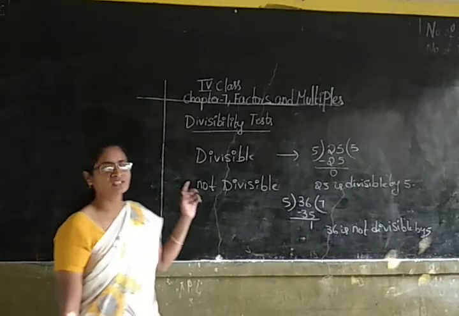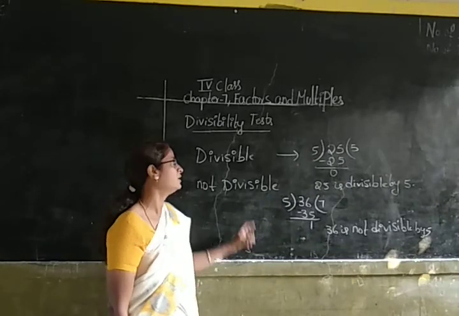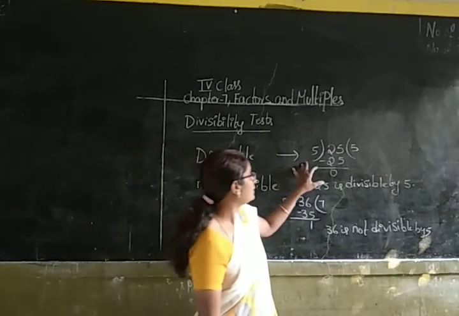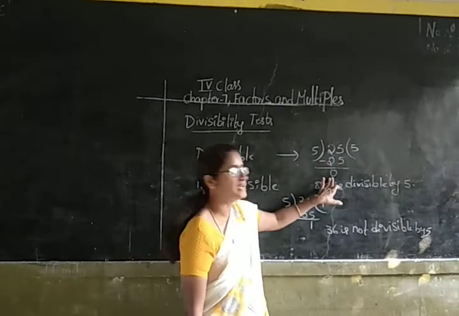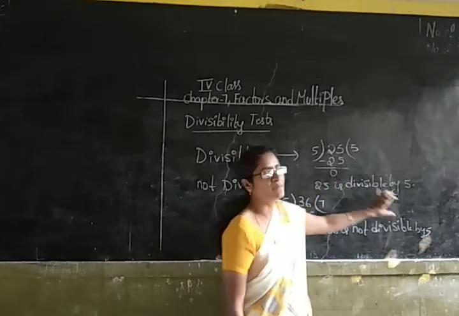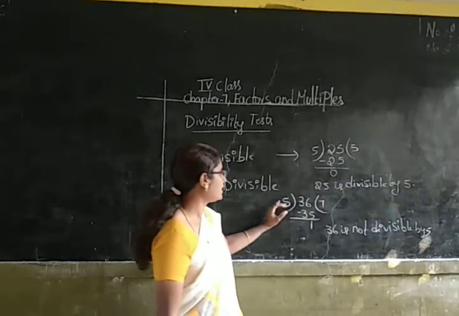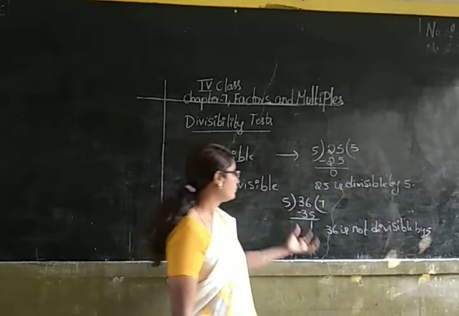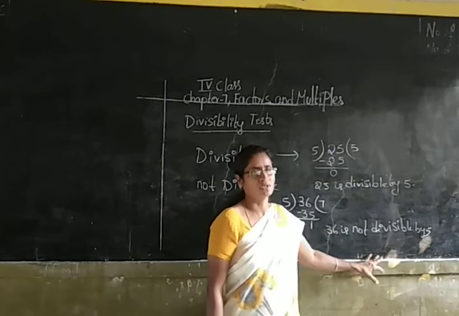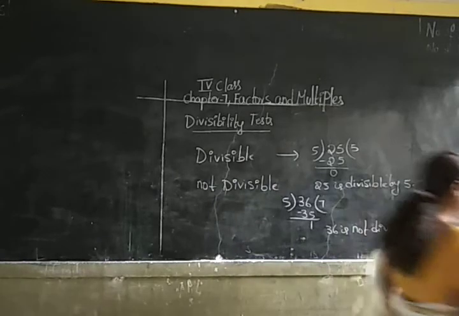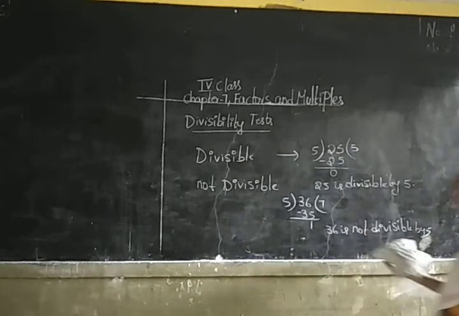Okay children, did you understand the meaning of divisible and not divisible? If you divide a number with a divisor, if you are getting a remainder 0, then we will say that the number is divisible. If you get a remainder, then we say that the number is not divisible.